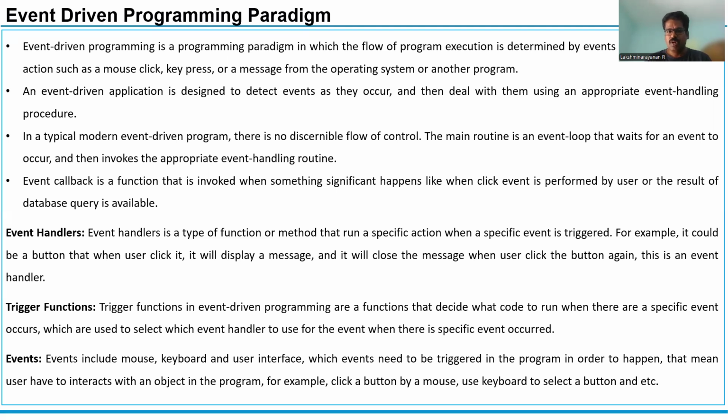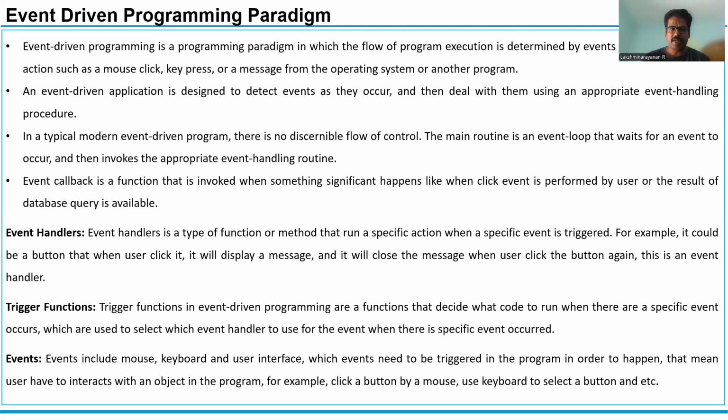In a typical modern event-driven program, there is no fixed flow of control. The main routine is a loop which waits for an event to occur and then invokes the event handling routine. The event callback is a function that is invoked when something significant happens, like when a click event is performed by the user or the result of a database query is available.